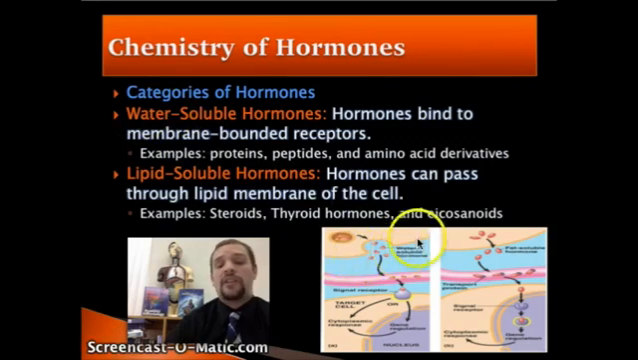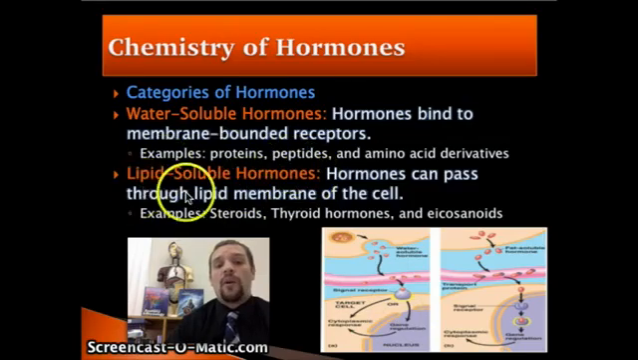If we take a look at this illustration, we can see that this cell is secreting hormones that are going to be released into the bloodstream. The bloodstream will then carry it to the specific tissue or the specific cell. That cell will then have membrane proteins, peptides or amino acid derivatives that will basically take that water-soluble hormone and then pass it to the nucleus.